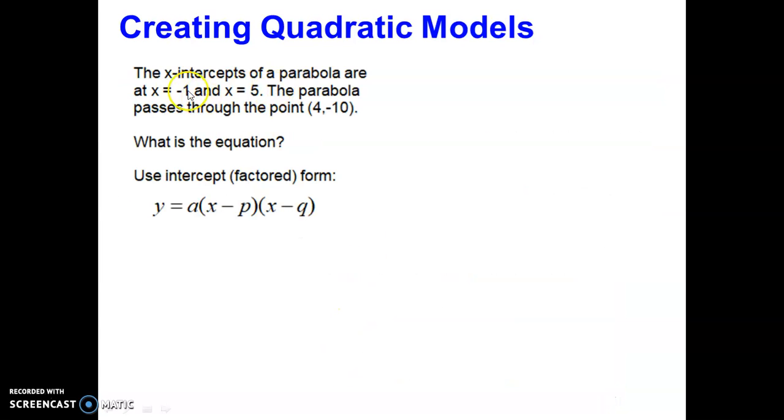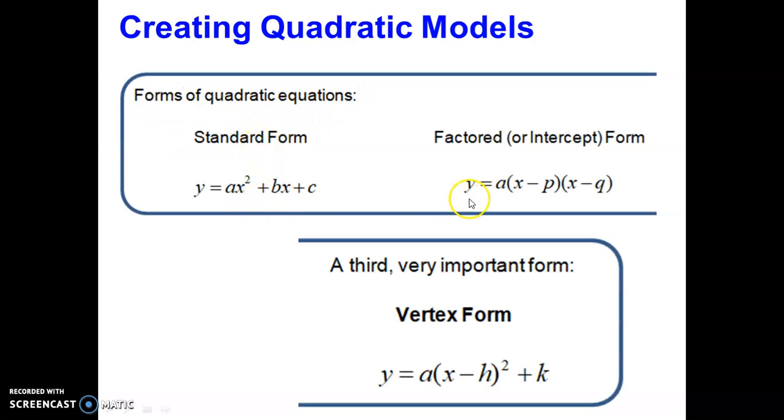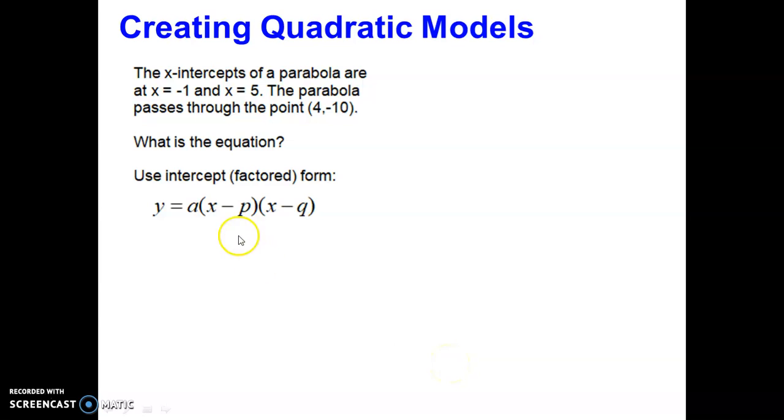Here's our first example. The x-intercepts of a parabola are x equals -1 and x equals 5. The parabola also passes through this point. So we know the x-intercepts and we know this point. So if you're thinking, well, which equation? We have these three different ways of representing parabolas. Which one would be the best for this? Well, the intercept or factored form would be best because we are actually given the two intercepts.